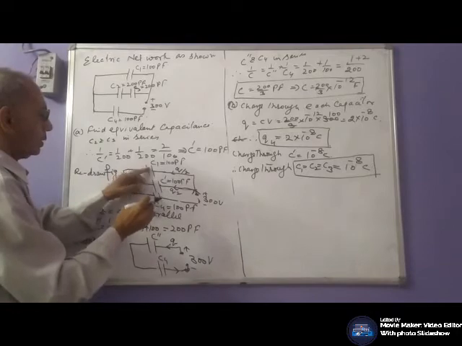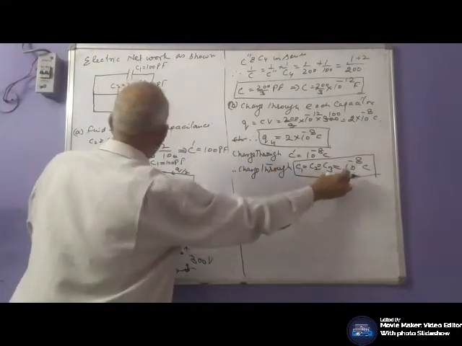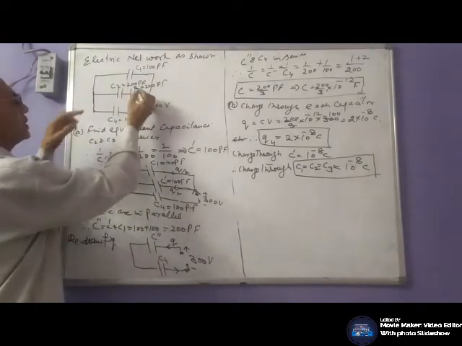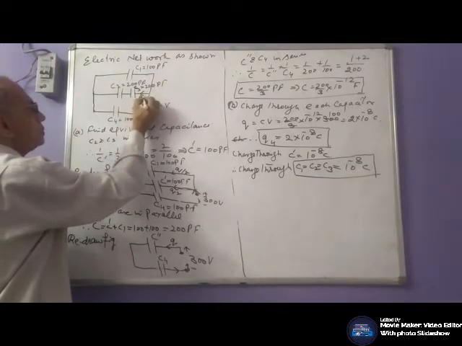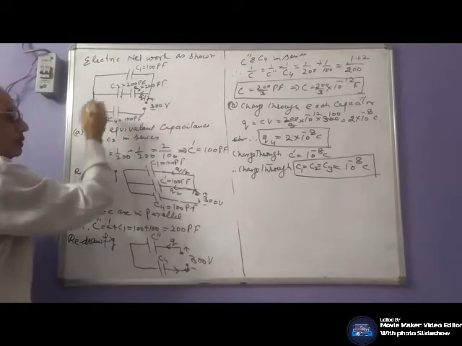Now, through C1, half. Now, what is C dash? This is Q by 2. Same charge will flow through it. Same will flow through it.